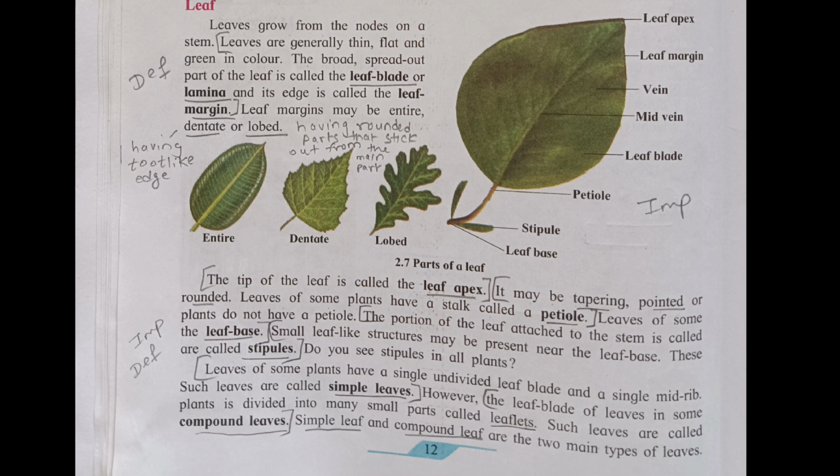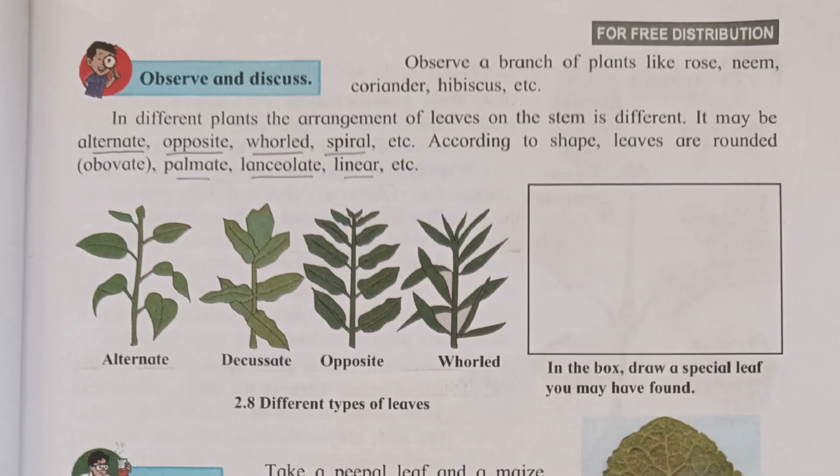Simple leaf and compound leaf are the two main types of leaves. Observe a branch of plants like rose, neem, coriander, hibiscus, etc. In different plants, the arrangement of leaves on the stem is different. It may be alternate, opposite, whorled, spiral, etc. According to shape, leaves are rounded, obovate, palmate, lanceolate, linear, etc.